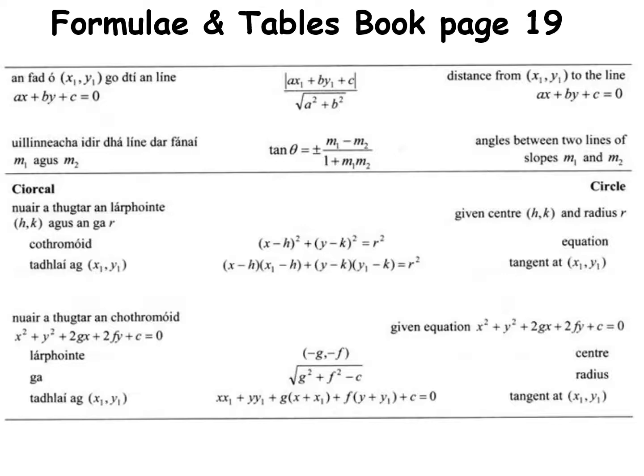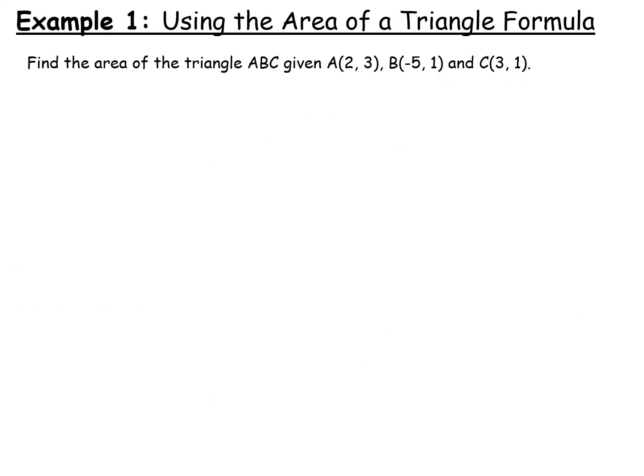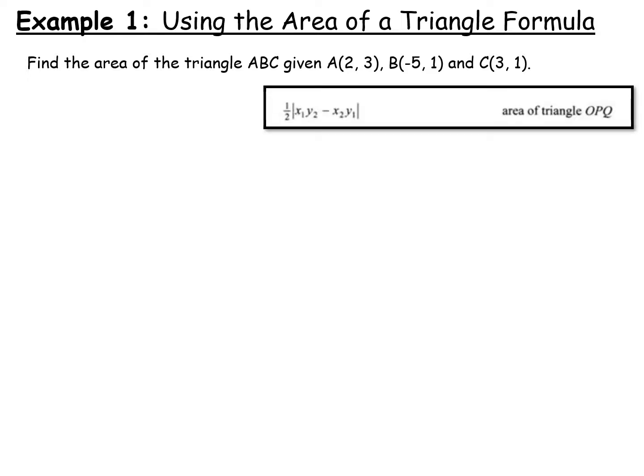The rest of page 19 is all to do with the circle. But like I said, a lot of the formulas that we're going to see now will be utilized quite a bit in the circle. So let's jump straight into an example. Find the area of the triangle ABC given A is (2, 3), B is (-5, 1), and C is (3, 1). So we have the area of a triangle formula, and it's given to us here.